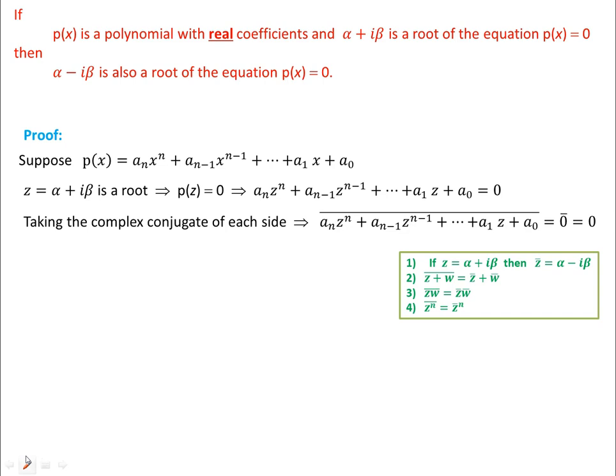So, making use of rule 2, we can say we've got the complex conjugate of a_n times z to the n plus the complex conjugate of a_(n-1) z to the n minus 1 plus all the way down to the complex conjugate of a_1 times z plus the complex conjugate of a_0 must equal 0.